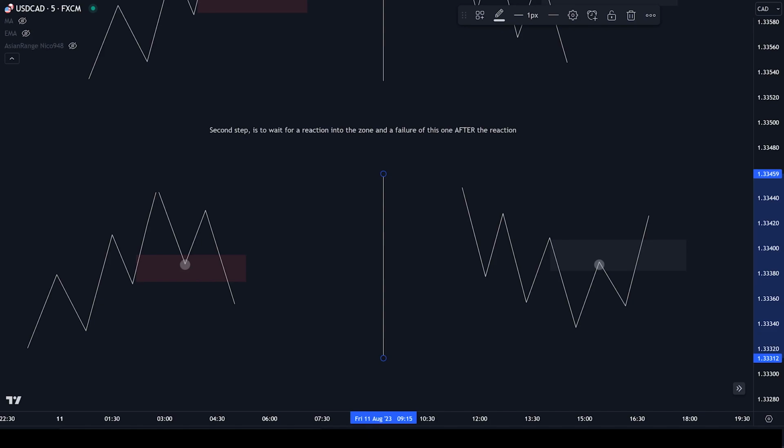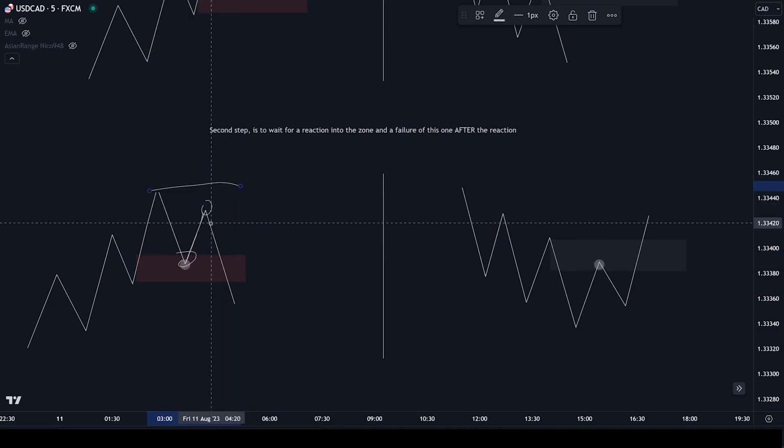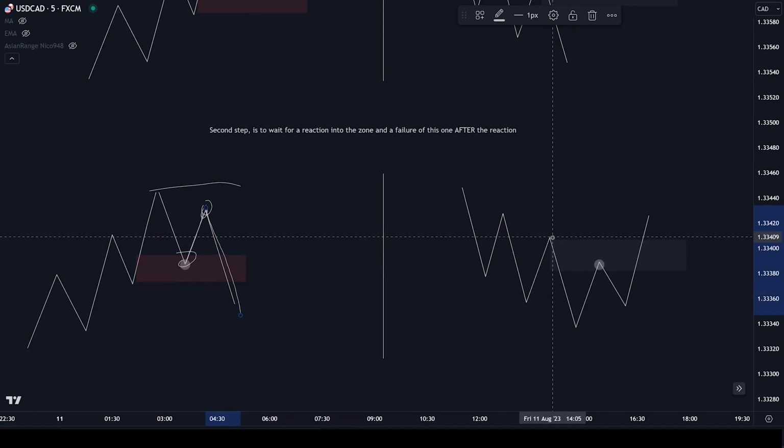To assume that this is a valid zone, we need to identify a reaction that is not able to set a new high in a bullish market structure, and then a failure of that demand that was not able to make a new high. Same thing for the bearish market. We need to wait for a reaction on a valid supply. The reaction will validate the supply. From this reaction, price has to not be able to break its market structure, and then it has to break the supply in order to make the flip.